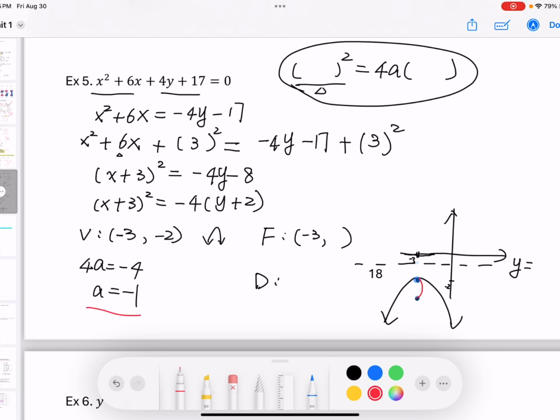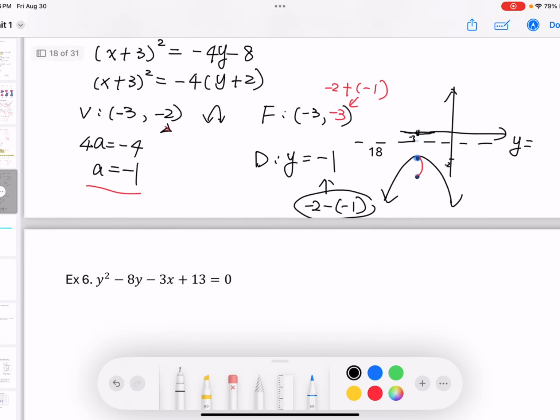We got -3. You can also find -3 from -2 plus a, which is -1. Then we got -3. And the directrix is y equals something. Y equals what? Based on the -2, we're going up 1 unit, and we have -1. You can also find the -1 from -2 minus a, so the sum will make a -1. Okay, let's see the next one.